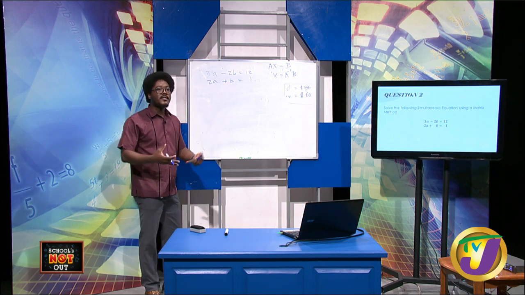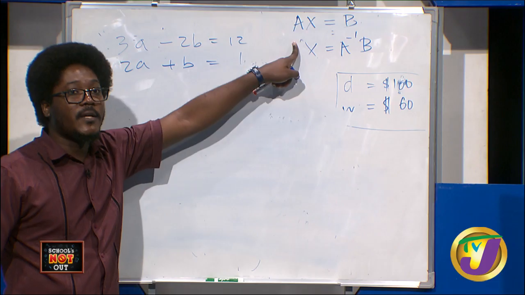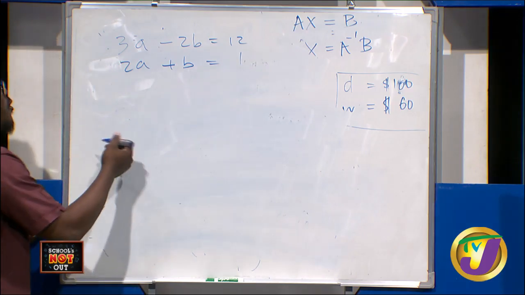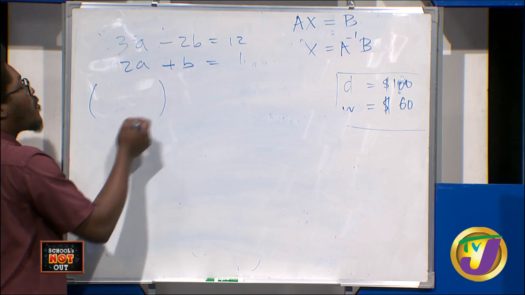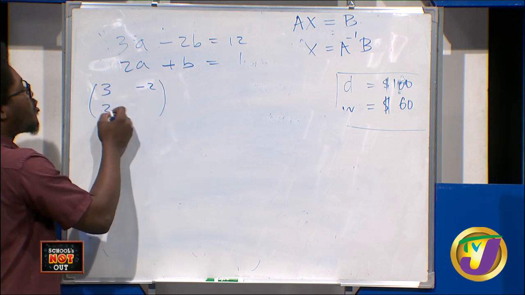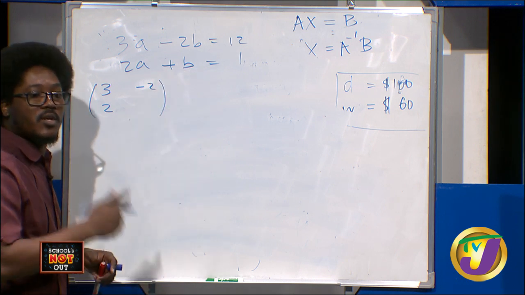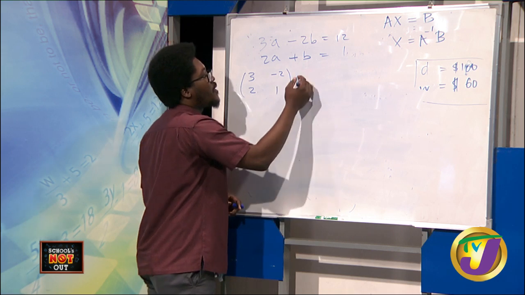Now remember, the first thing that we want to do, and I'm going to show you that we can do this quick and fast, is rewrite it in the form AX is equal to B. Okay? So in doing that, remember, A is our matrix of coefficients, so we're going to have 3, negative 2, 2, and when we don't say a coefficient, we know that the coefficient there is 1. So we put 1 here.